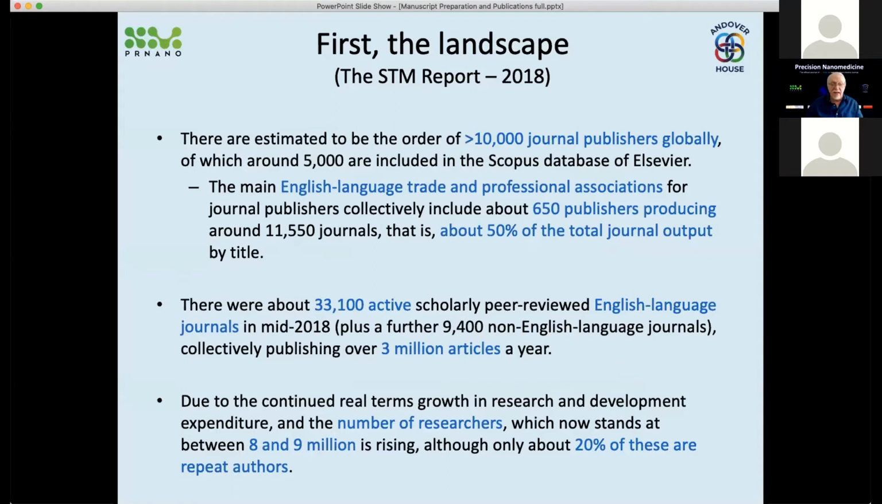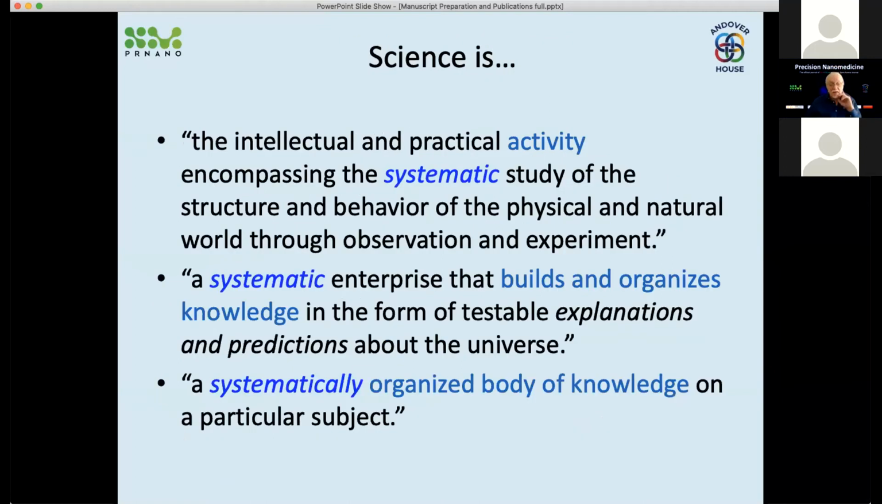So as you see, it's very easy to get lost in that complicated field, and due to the real growth in research and development, about 2 million people are repeat authors. They publish repeatedly, and 8 or 9 million, or maybe around 10 million today, is the total number of researchers, many of them students. So what is science?